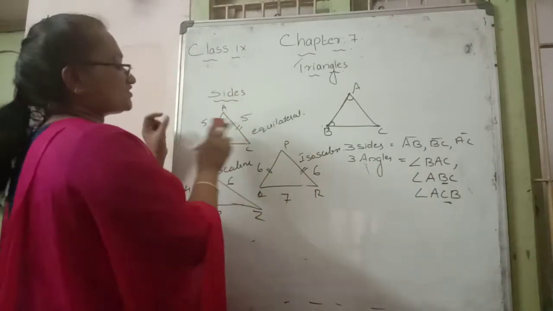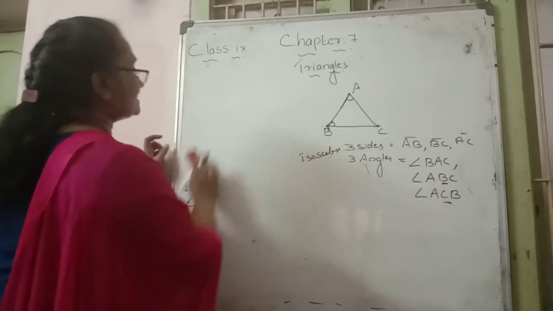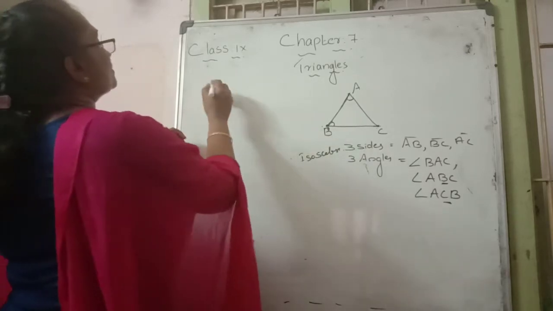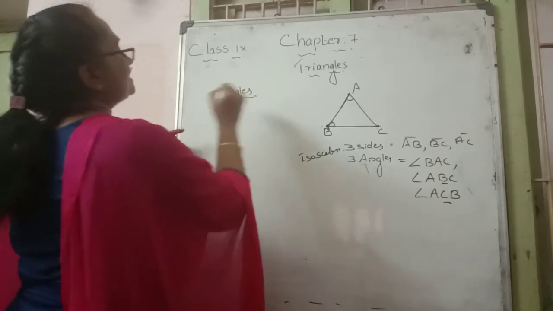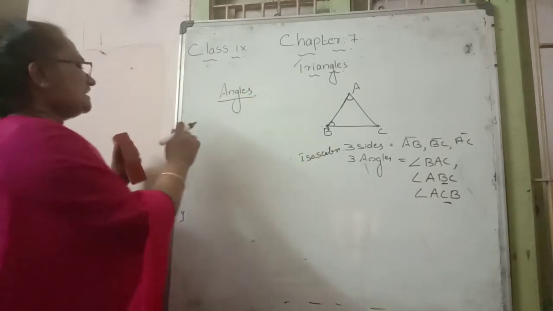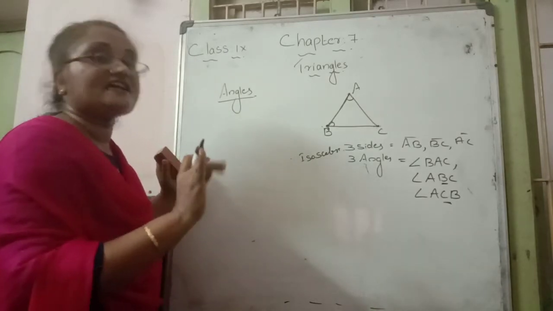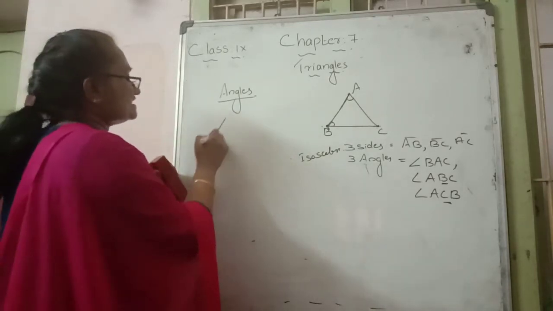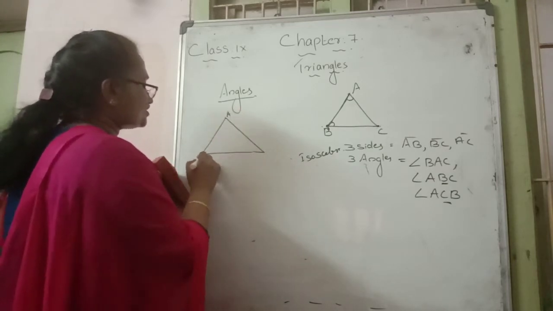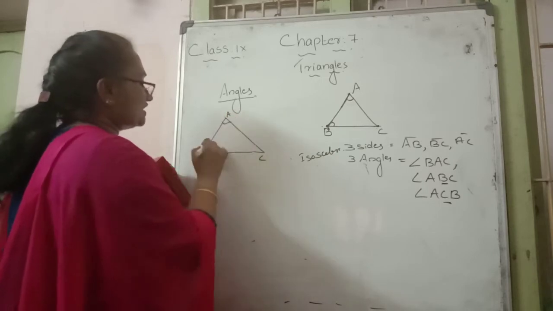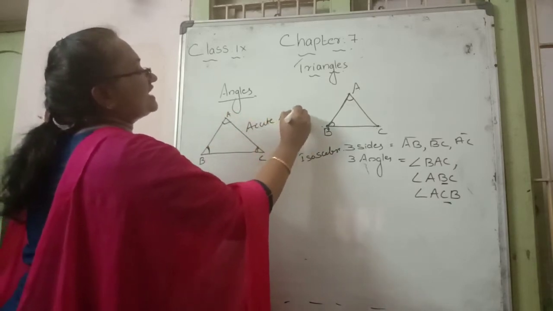This is on the basis of sides. Next, on the basis of angles also, triangles are divided into three types. A triangle has three angles. If all three angles are less than 90 degrees, which type of triangle do we call it? Acute angled triangle.